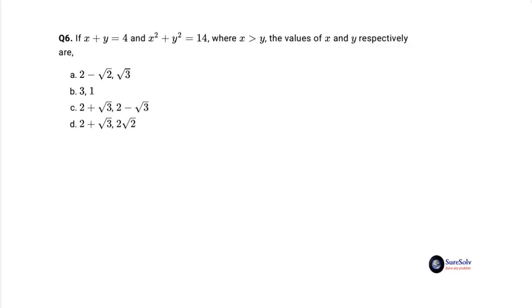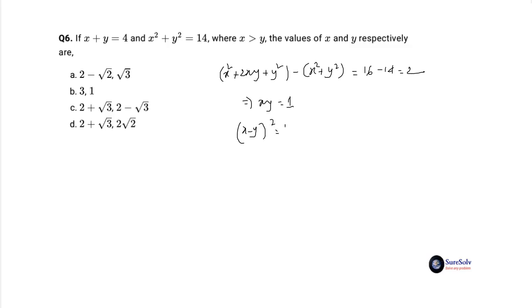That is also easy. Square up x plus y and subtract x square plus y square from the result to get x square plus 2xy plus y square minus x square plus y square equal to 16 minus 14 equal to 2. So xy equal to 1. And x minus y whole square equal to 14 minus 2 equal to 12, or x minus y equal to 2 root 3.